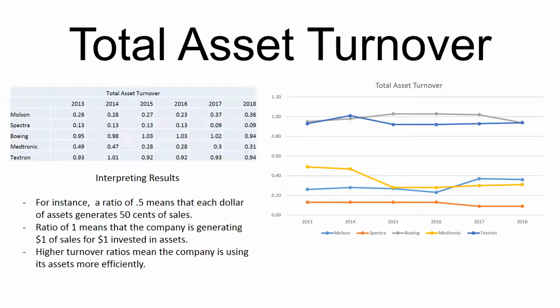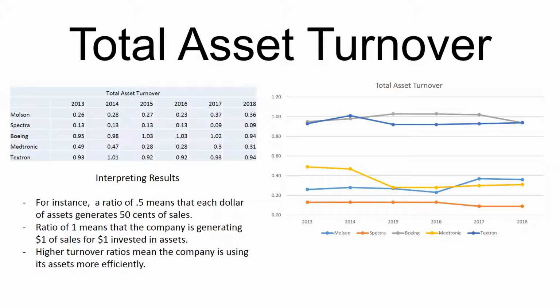Alright, so when analyzing total asset turnover, it's really important to understand the ratios and what they mean. For instance, a ratio of 1 means that the company is generating $1 of sales for every dollar they invested in an asset. So when looking at the table, we're looking for companies with the highest total asset turnover, as higher turnover ratios mean that the company is using its assets more efficiently. We can clearly see that Boeing is the top company with the highest total asset turnover in comparison to other companies. For 3 years in a row, from 2015 to 2017, it kept a total asset turnover of above 1.